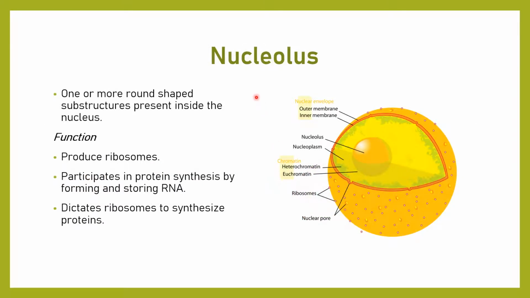Nucleolus, as we have already seen, is a subpart of the nucleus. This is a very important part of the nucleus. It is basically responsible for the production of ribosomes. It participates in forming and storing RNA. It also stores and synthesizes RNA. Ribonucleic acid is the full form of RNA. It dictates ribosomes to synthesize protein. In fact, we will read more about ribosomes in our further slides.